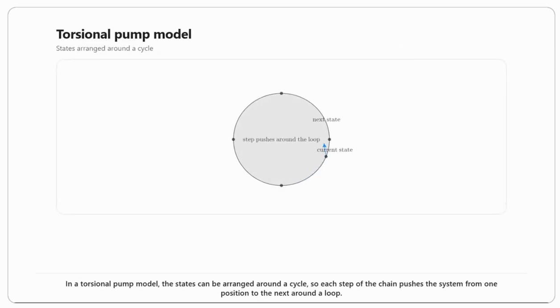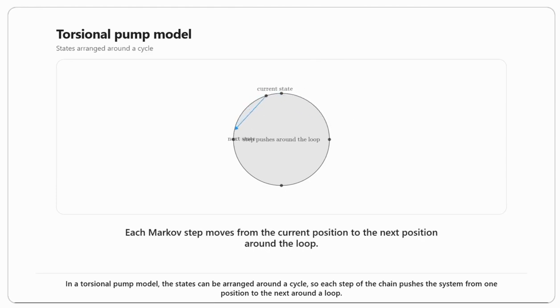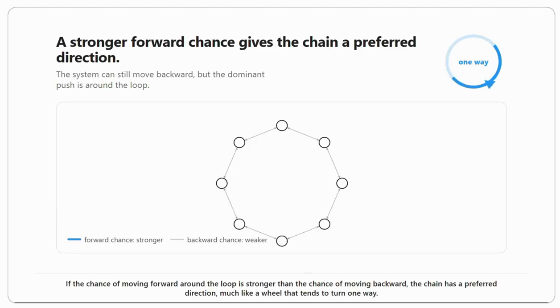In a torsional pump model, the states can be arranged around a cycle, so each step of the chain pushes the system from one position to the next around a loop. If the chance of moving forward around the loop is stronger than the chance of moving backward, the chain has a preferred direction, much like a wheel that tends to turn one way.